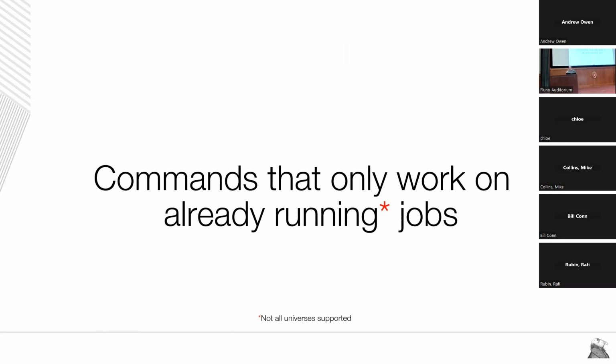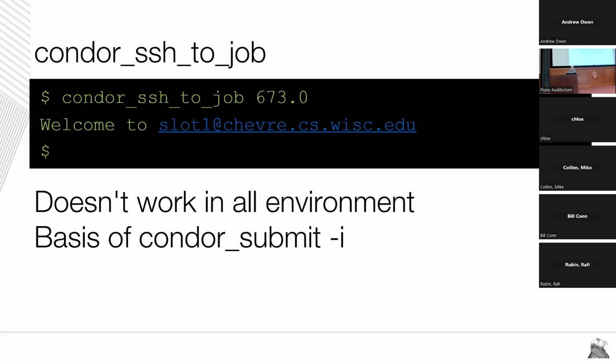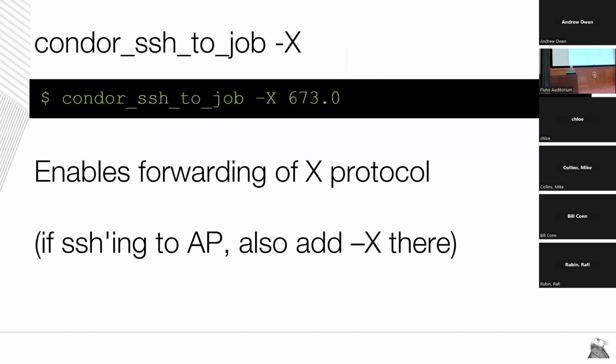And when I say already running, in most universes, in particular, these don't work generally on the grid ones. We've got condor_ssh_to_job, which is a fantastic command when it works. There is no end of magic required for this tool to work. So occasionally it doesn't work. And it is the basis of condor_submit -i. There's a bunch of really interesting options to condor_ssh_to_job, including -X to propagate the X protocol. So if you're using like the MATLAB toolbox, that will work.